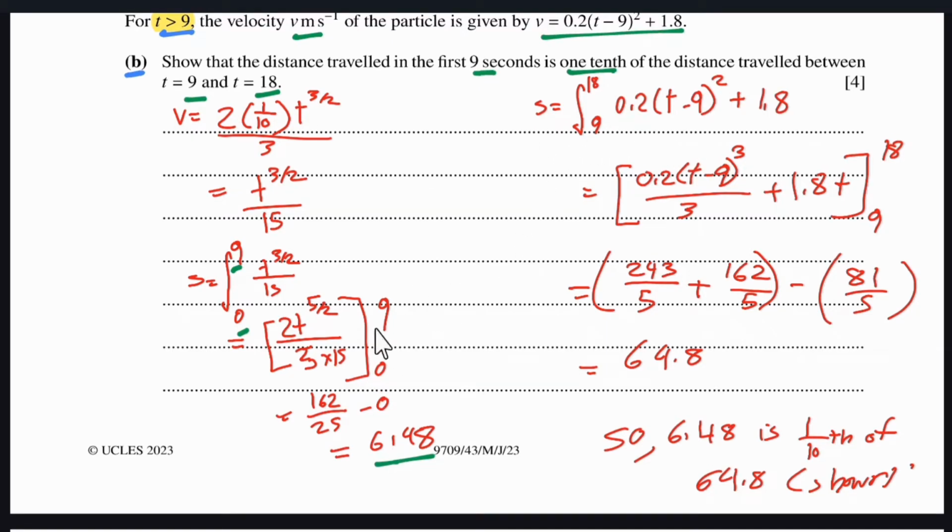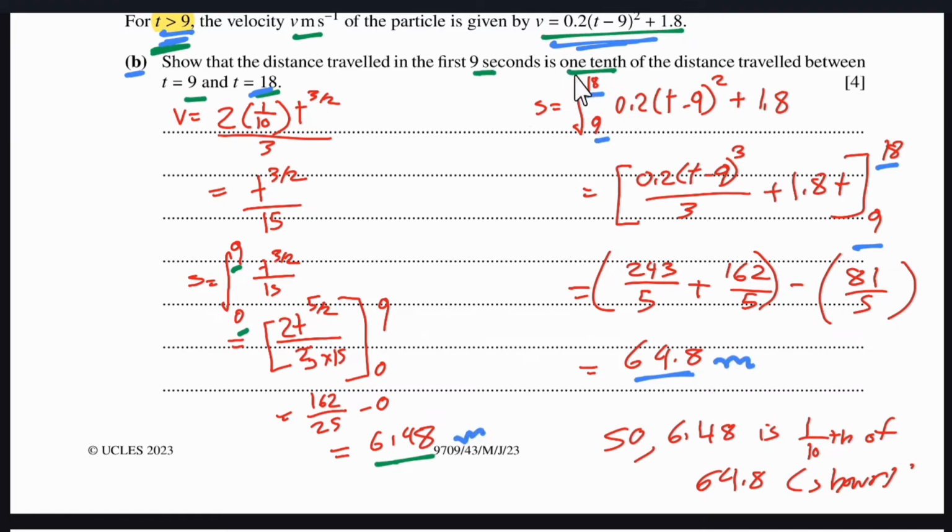Then again, we are given that for t greater than 9 seconds, another expression for velocity. We need to just integrate this expression of velocity with respect to t, with limits 9 to 18, the highest value of t being 18. After integrating velocity we get an expression for displacement, and after substituting the values we get the displacement as 64.8 meters.